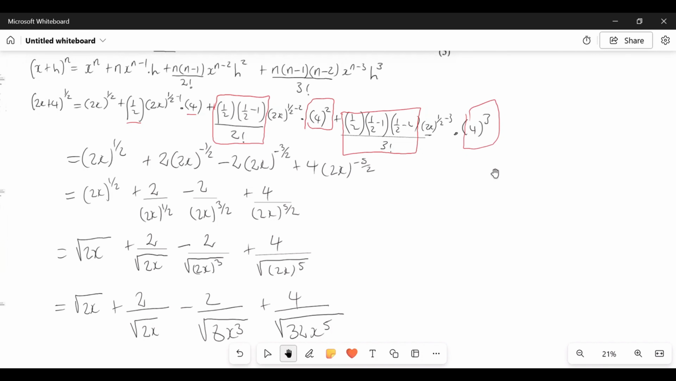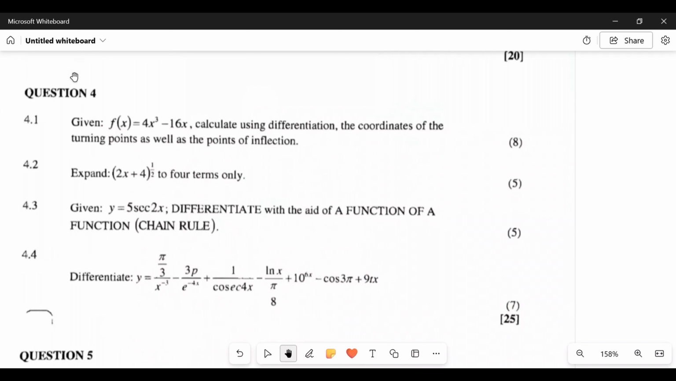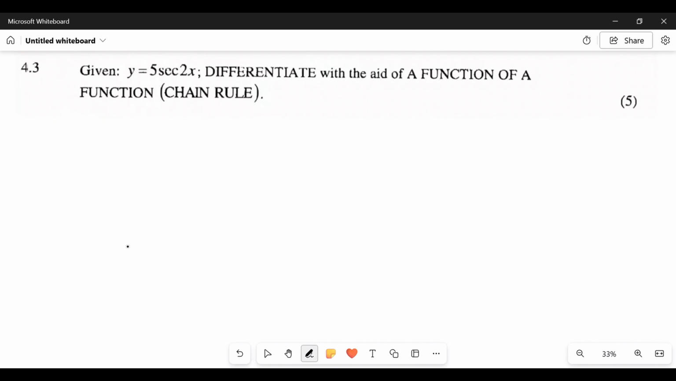Let's go and do 4.3. Right, my good people, let's look at 4.3. Now here is our 4.3 here, guys. I want to copy it again, paste it where there is space, and then we solve it. All right, here's our 4.3, guys.